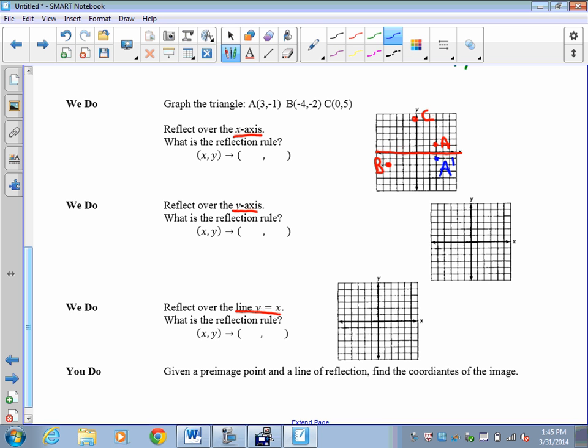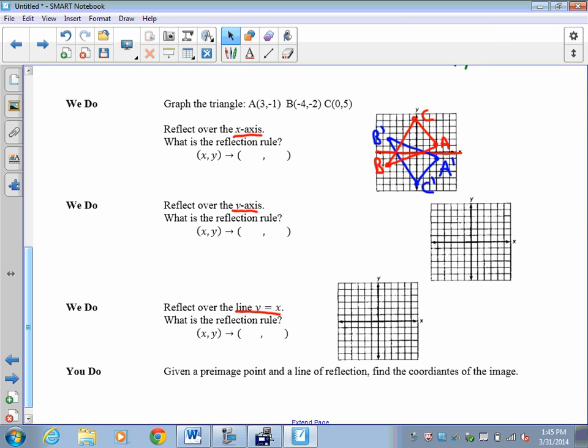B prime is going to move up to, and C, it's 5 away from the x-axis, so it's going to be 5 below. So it says it's a triangle, so this is what the triangle is going to look like. The red is my pre-image and the blue is my image.